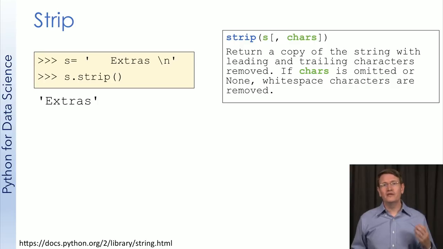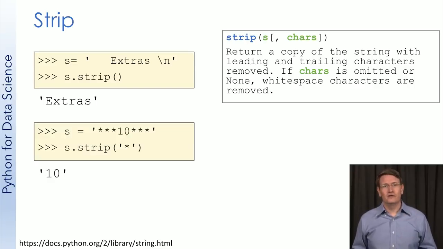But you won't always be getting rid of spaces, so you can use the parameter to strip to get rid of other values. Here we have some garbage asterisks on either side of the number 10. To get rid of those, we just feed in the string with the characters we want removed as an argument to strip. Notice that the string passed as an argument is an asterisk, which is why the strip removed asterisks.